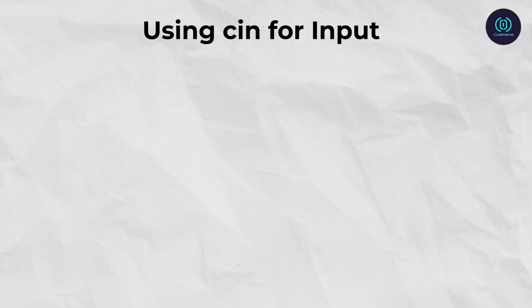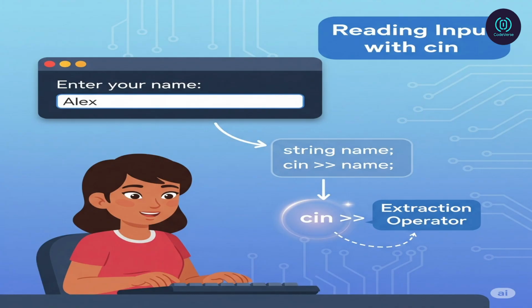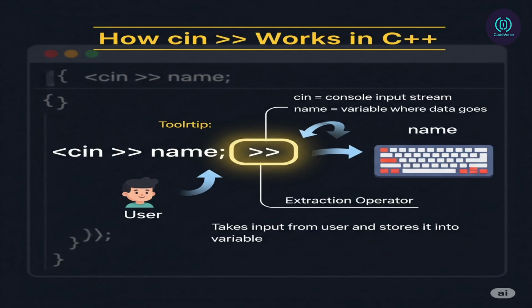Now that we've seen how to send output to the screen using cout, let's learn how to receive input from the user using cin. In C++, cin stands for console input. It allows you to read data entered by the user through the keyboard. The syntax is very simple: you type cin followed by the name of the variable that will hold the input. The >> operator here is called the extraction operator, and it works like a funnel, pulling information from the user into your program. Let's try it with an example.